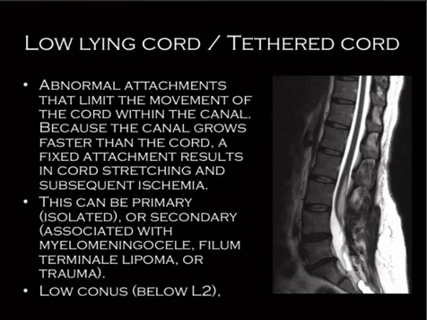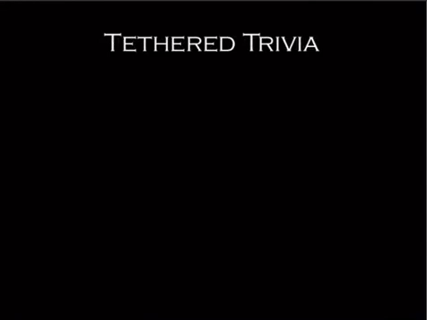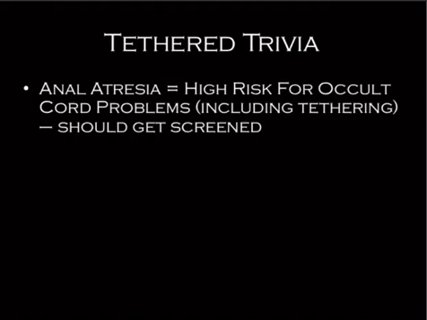Basically, if they're attached or tethered too low, then as the body grows, it ends up stretching the cord, which can cause ischemia and end up causing bad problems. So the earlier this is identified, the better. That's why they do a bunch of different screening stuff. You may have been subjected to doing screening ultrasounds for this in your peds rotation, and you may remember who gets screened. Anal atresia, so like VACTERL, if you remember that, that's a big testable thing. I think it was talked about in the peds talks, but like VACTERL, anal atresia, tethered cord.